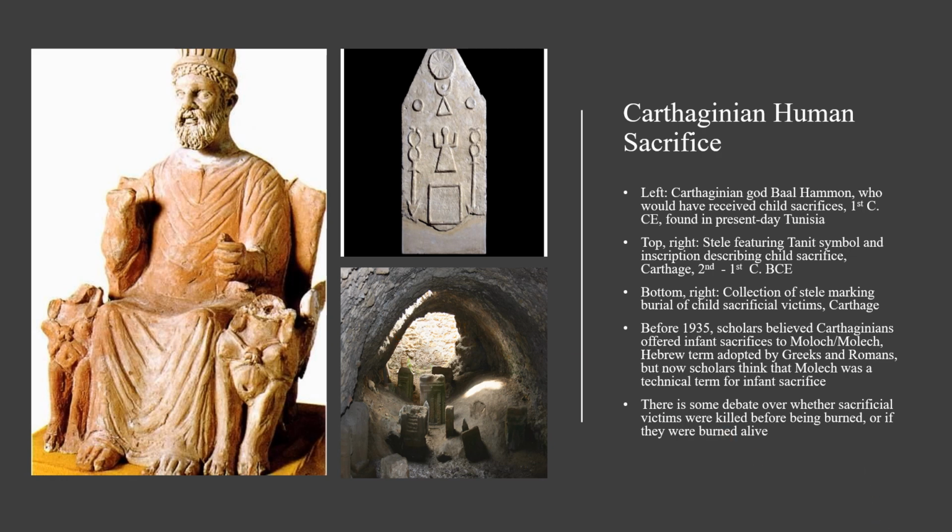Before 1935, a lot of scholars believed the Carthaginians offered their infant and child sacrifices to a deity called Moloch or Molech, which is a Hebrew term that was used by the Greeks and Romans. Nowadays, scholars think that Molech may have been more of a technical term for human sacrifice or child sacrifice. And there's debate over whether sacrificial victims were killed before their bodies were burned or if they were burned alive. Some documentary sources suggest that they were burned alive. Others are less clear, so we don't really know for sure.